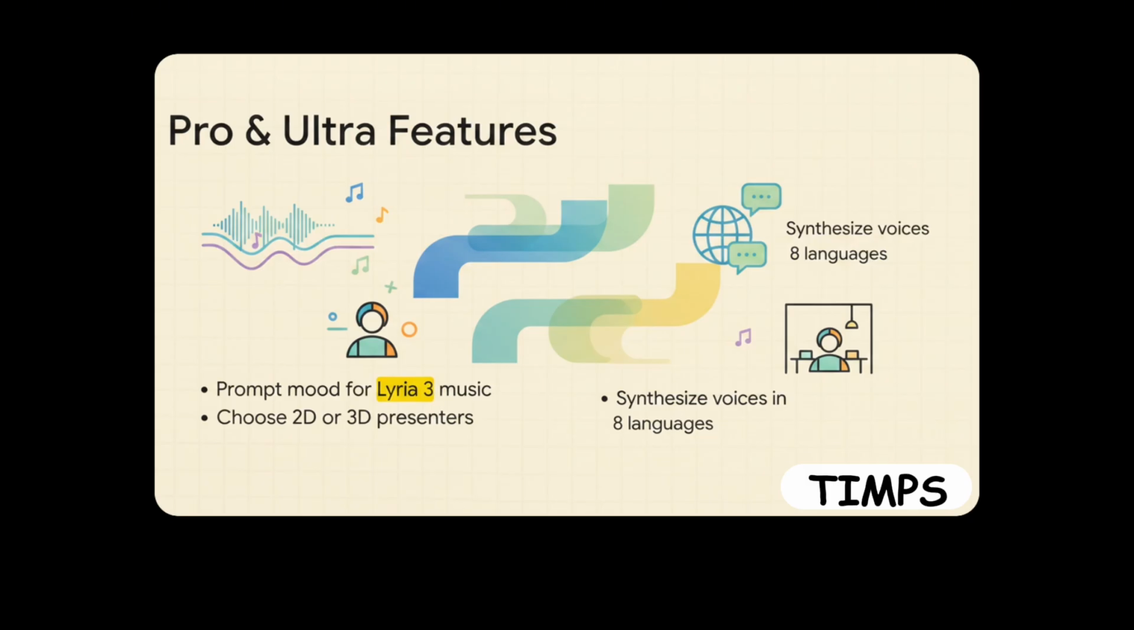Instead of burning hours hunting for that perfect royalty-free track, you just describe the vibe, and Lyria generates an original song perfectly paced to your video. Plus, your avatar isn't just a boring talking head anymore. They can literally point at your slides or hold your product.